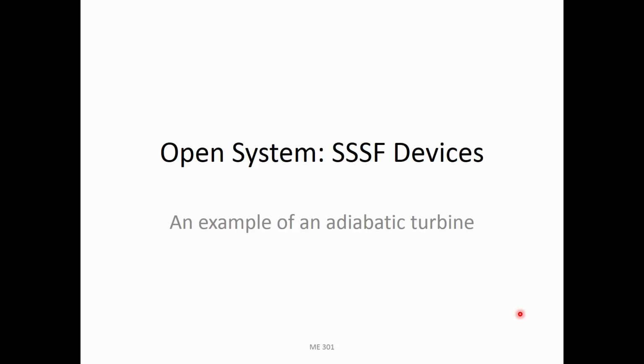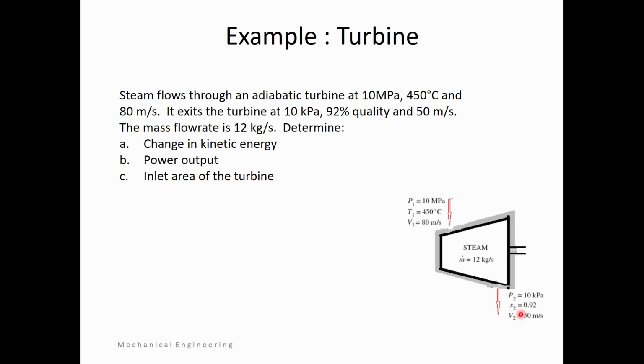I want to show you how to apply the first law for an open system to a steady state, steady flow device, an adiabatic turbine. In this example, steam flows through an adiabatic turbine at 10 megapascal, 450 degrees C, and 80 meter per second.